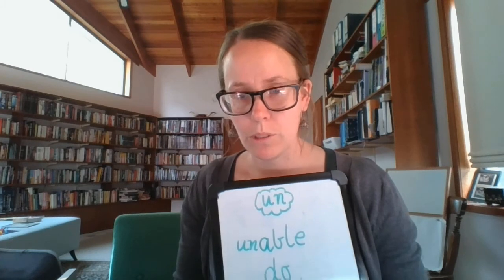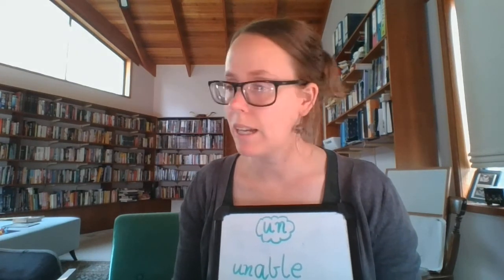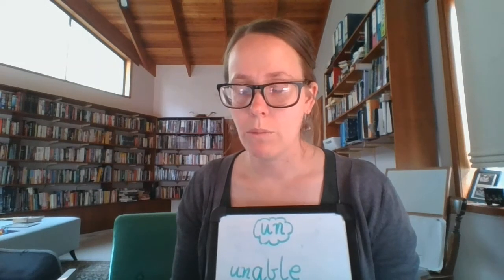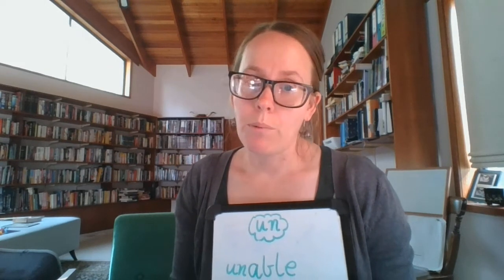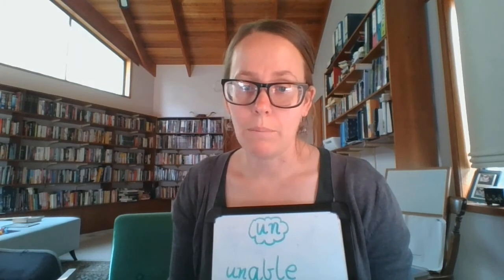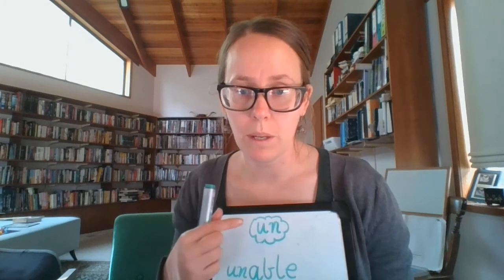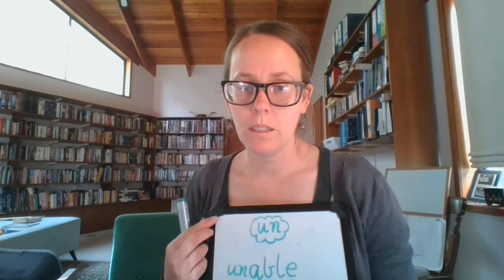And that's made the word mean the opposite. Unable means I can't do something. So I might say, I broke my leg and I am unable to walk up the stairs. I've made it into its opposite just by adding that prefix. Let's have a look at another one.